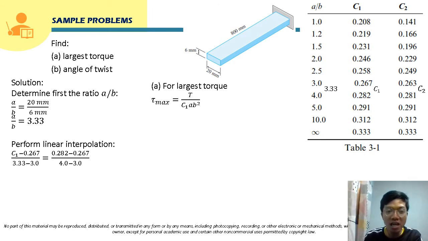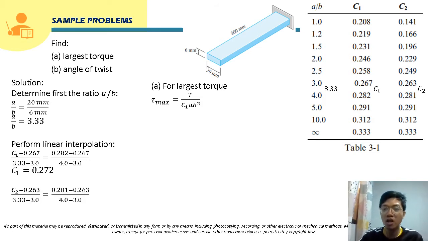From here, class, we can now solve for C1. The value of C1 here is 0.272. Now solving for the value of C2, we are now going to use these values. Again, 3.33 is between 3 and 4, so the value of C2 will also be between the corresponding values. As you can see, for C1 the answer is 0.272. You can check that, so this is logical since this is between 0.267 and 0.282, right?